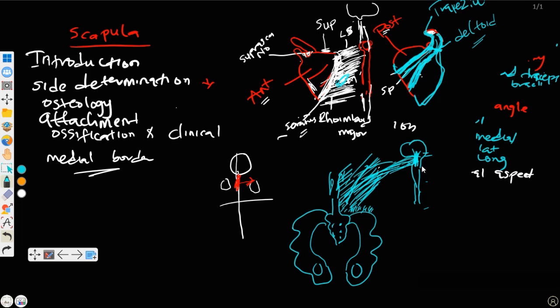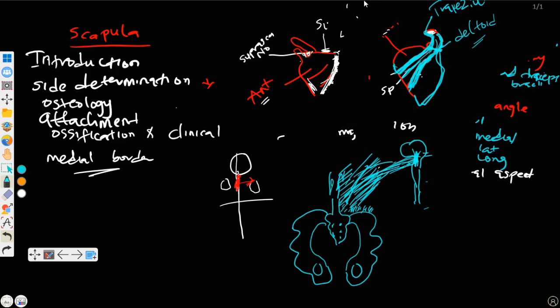Now let us talk about the surfaces. We say the scapula has two surfaces. You have the anterior surface, or the subscapular surface, and then we also have the dorsal or posterior surface. So let's see the muscles arising from the surfaces of the scapula. First, let's see the anterior surface, the muscle arising from the anterior surface.